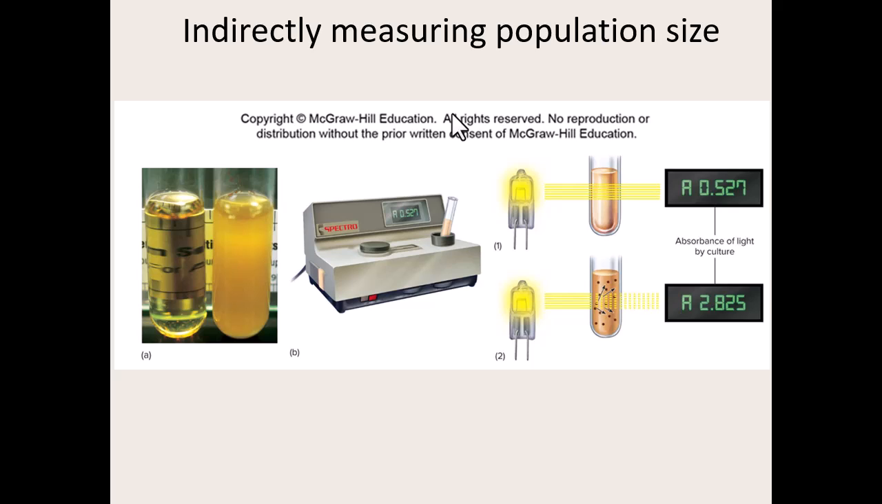But there are tubes that will shine light through the media. If there's nothing growing, the light can shine through it easily. If there's a whole bunch of bacteria, as the light hits the bacteria, it scatters and doesn't go directly through, and then it measures that as turbidity.